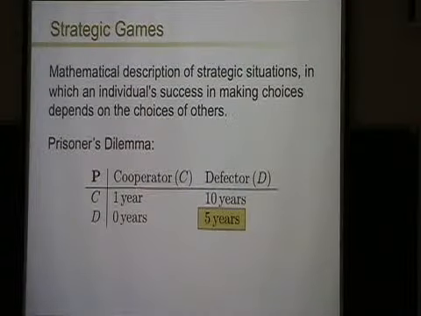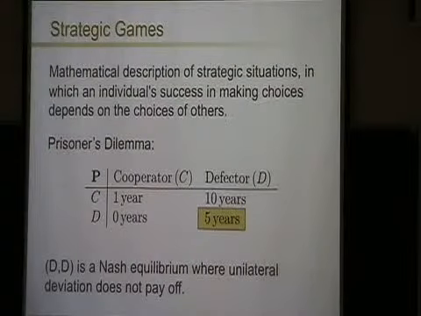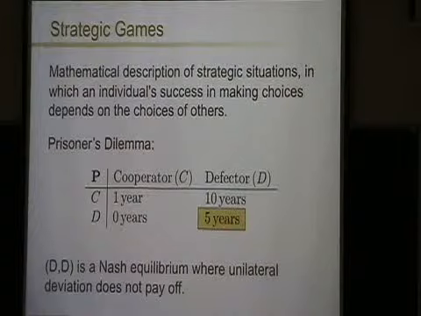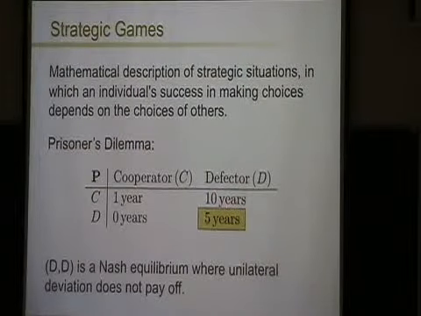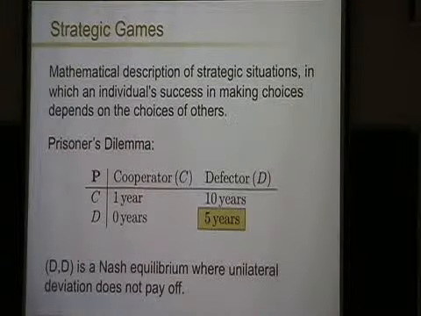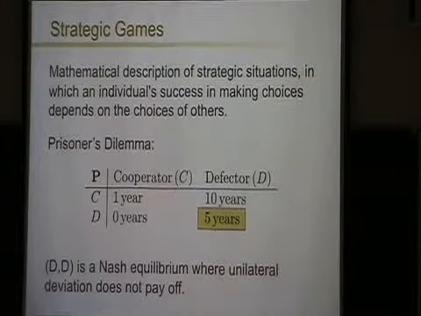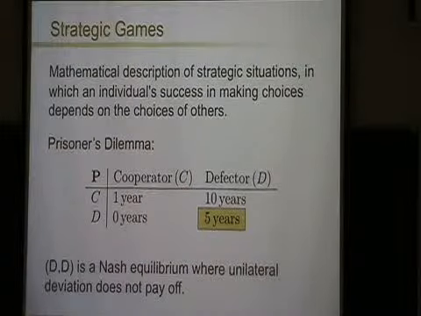This equilibrium here, both defecting, is a Nash equilibrium, and you see why it's called a Nash equilibrium. If you deviate from it unilaterally, then you can only deviate to this point or to that point, and you're worse off. You would need to deviate from that equilibrium bilaterally in the direction of the diagonal, and then you would be better off. Okay?